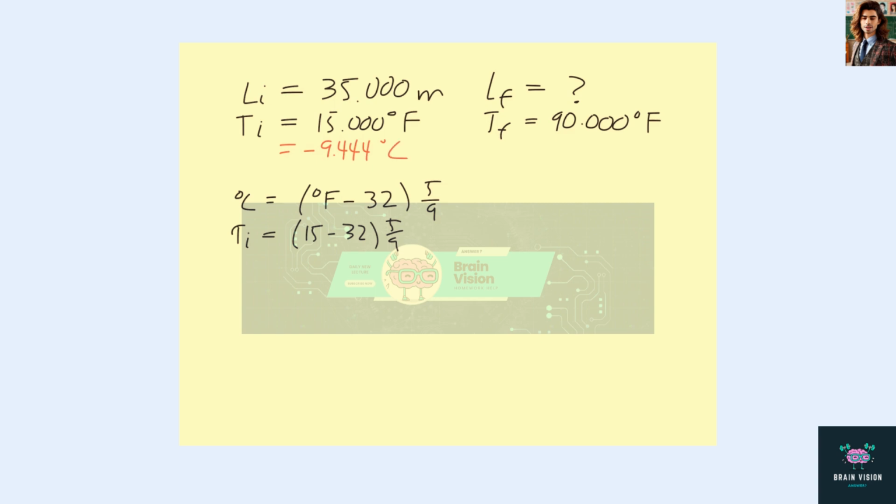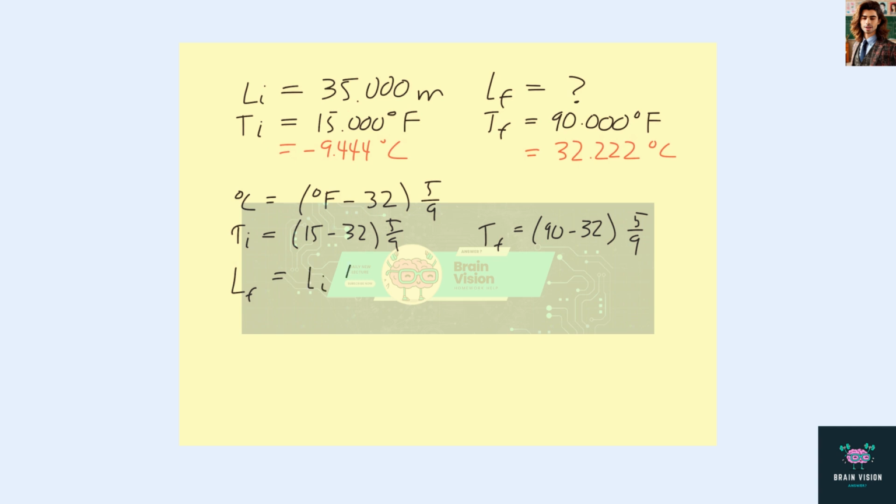Now for Tf, we'll get Tf is equal to 90 minus 32 times 5/9. And we can again rewrite this as 32.222 degrees Celsius. Okay, now we can look in our expansion equation.